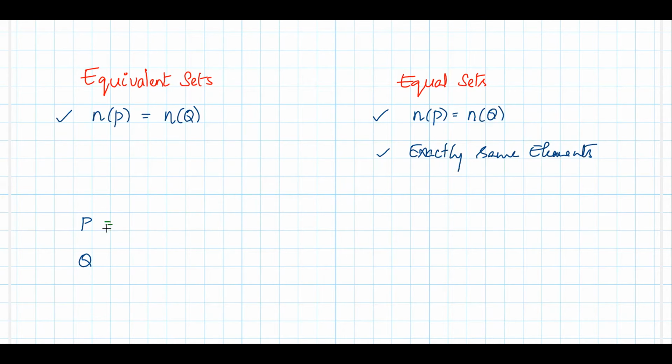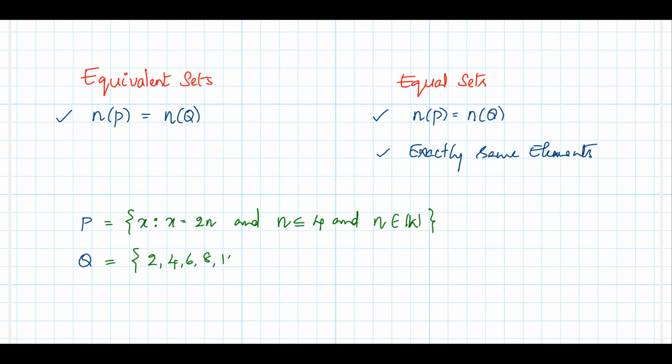So let's say set P is equal to {x such that x = 2n, and n is less than or equal to 4, and n belongs to whole numbers}. And Q is equal to {2, 4, 6, 8, 10}. All right. So set P is in set builder form, set Q is in tabular form. So let's try to convert set P into tabular form first.